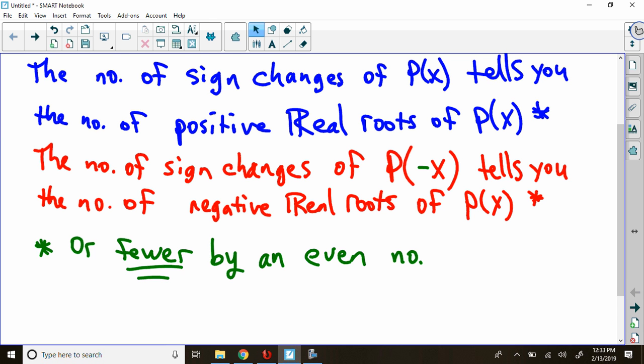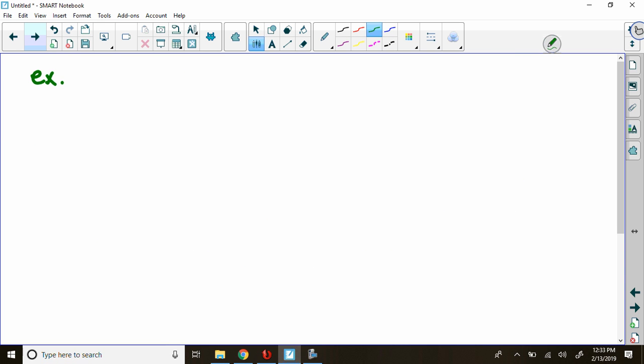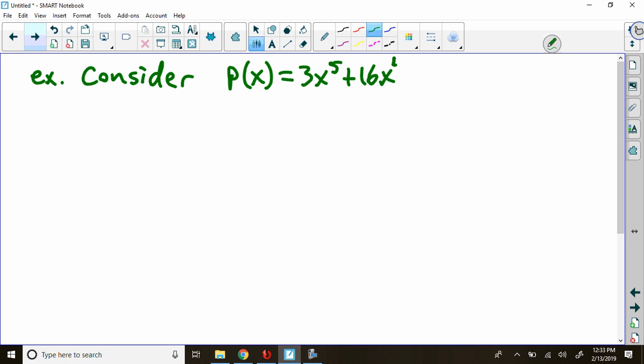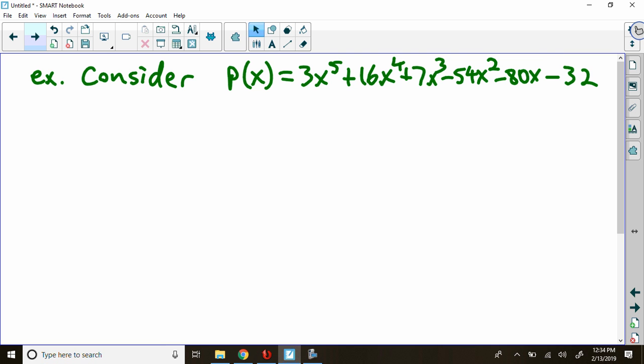So an example is worth a million words. Here we go. Example one. This is the only example. Consider P of X is equal to 3X to the fifth, plus 16X to the fourth, plus 7X to the third, minus 54X squared, minus 80X, minus 32. Consider that. And we're going to apply Descartes' rule of signs to this.